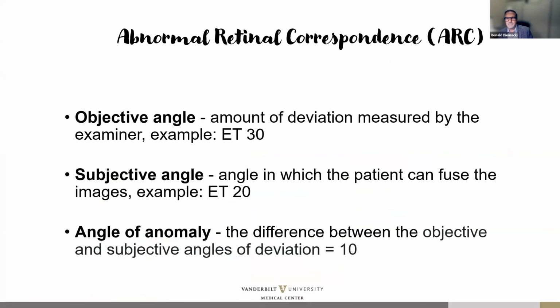ARC is measured as an objective angle. That's what we see as the examiner. So in this case, say it was an ET of 30. The subjective angle is what the patient then sees or fuses those images at. So let's say an ET of 20, and the angle of anomaly is the difference between those two. So in this particular case, it would be 10.